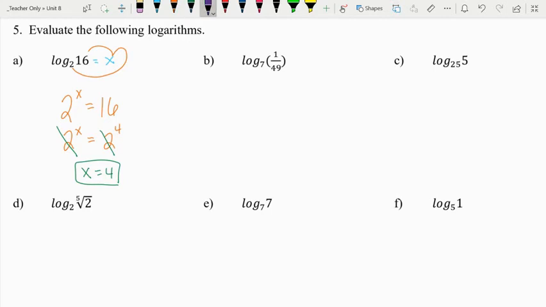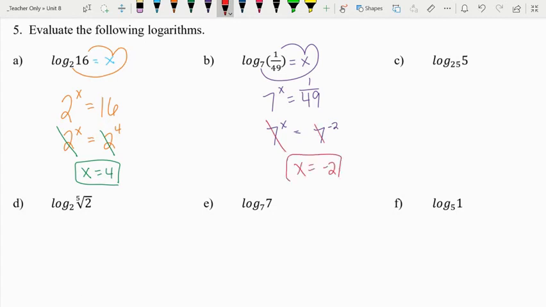Same thing with the next one. We want to rewrite it as an exponent. So 7 to the x equals 1/49. So we need to rewrite these both with base 7. So we have 7 to the x, and 1/49 is 7 squared, but remember that's a negative because it is a fraction. So we drop the base and x is -2.